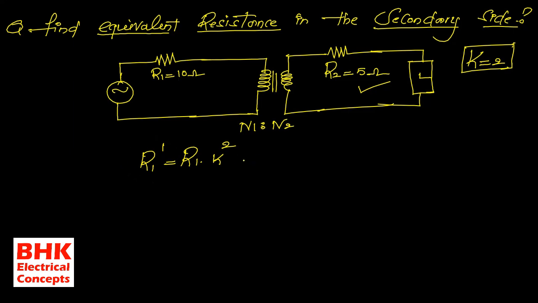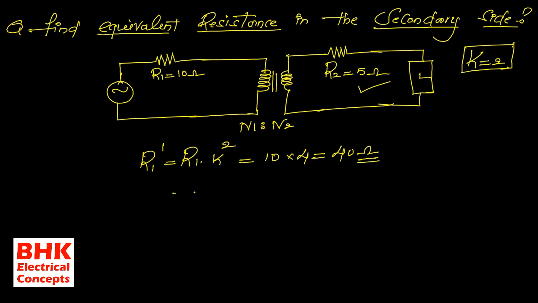For example, we know that the value of R1 is equal to 10, and R2 is equal to 2, which we considered. So 2 squared means you will get 4. So here 10 into 4 means we will get 40 ohms. Whenever we are transferring from primary to secondary, we get the value of the new resistance R1 dash, and we transfer this value to the secondary side.